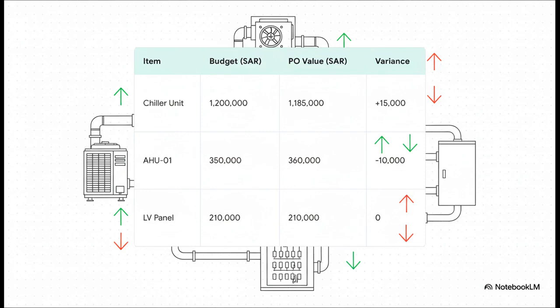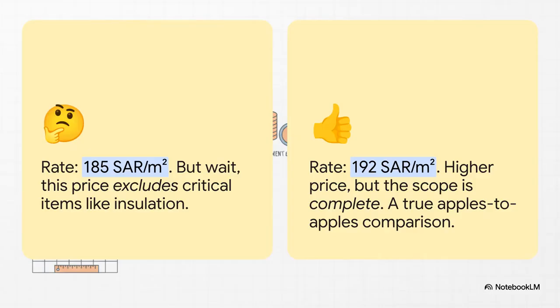Now, when you're looking at subcontractor bids, you have to remember, the cheapest price isn't always the best deal. You need a true apples-to-apples comparison. See this? Subcontractor A looks cheaper per square meter, right? But wait, they've excluded insulation. That's a hidden cost that's going to come back to bite you. You've got to dig into the scope and exclusions every single time.